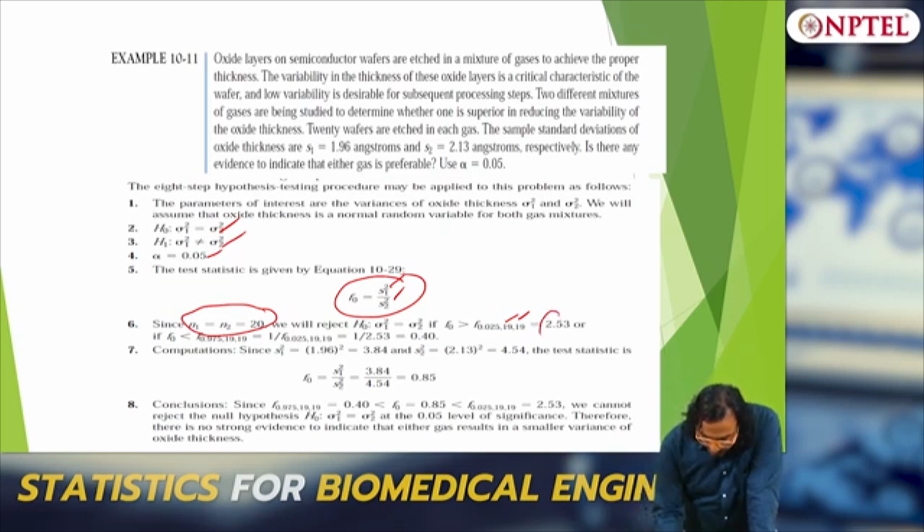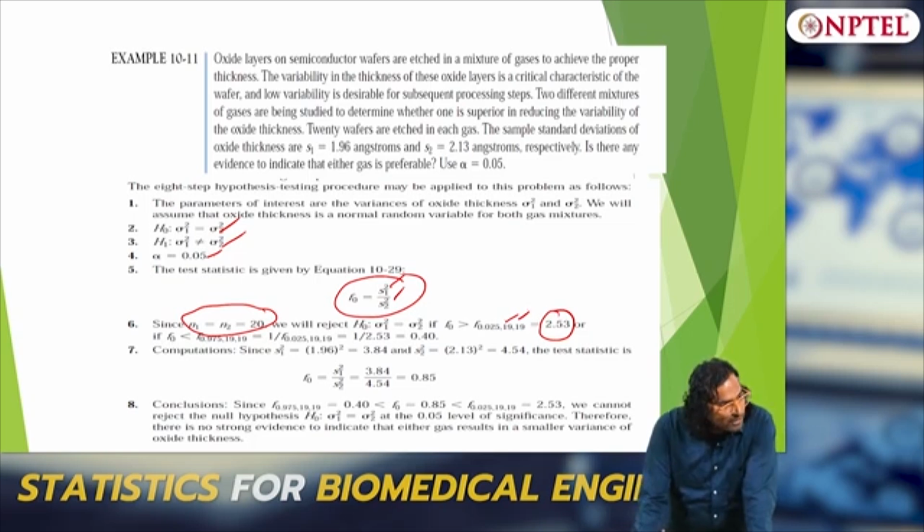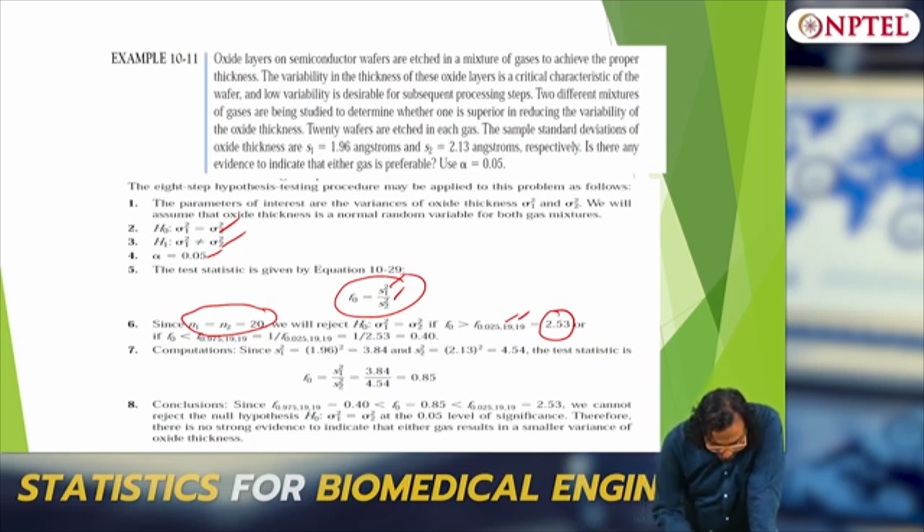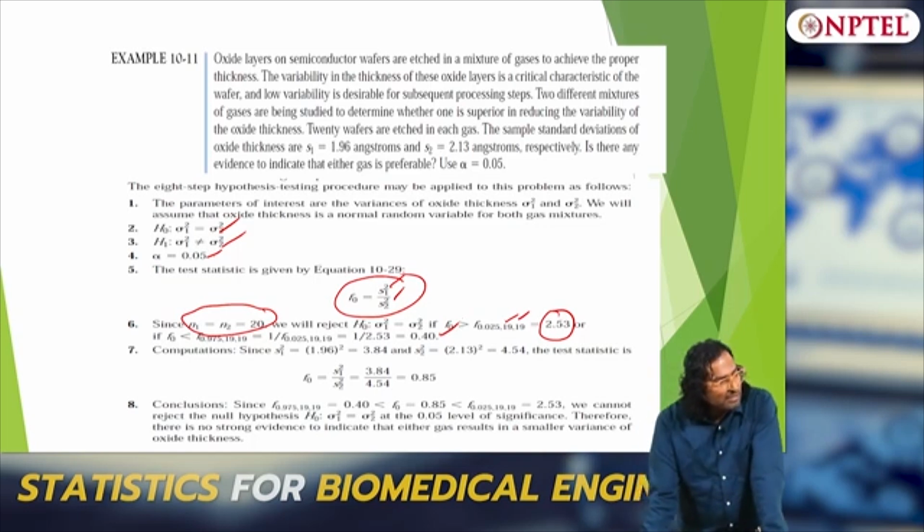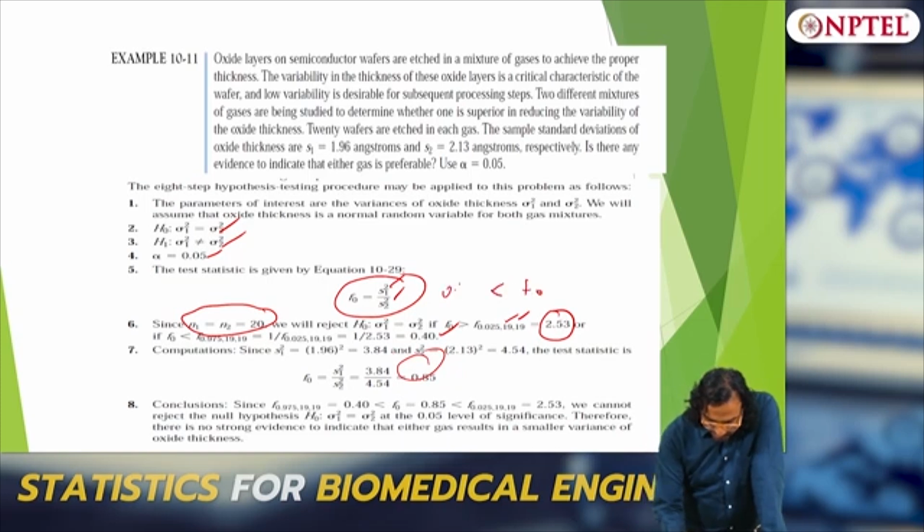You look at the F value. If it is 2.53, any value greater than or equal to 2.53, you reject the null hypothesis, and any value less than 0.40 also you reject the null hypothesis. So you computed it, it is 0.85. Okay. So what do we have? We cannot reject the null hypothesis because it is between the interval 0.4 to 2.53. This is my acceptance region.